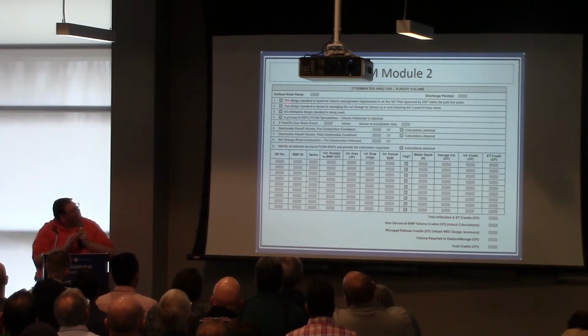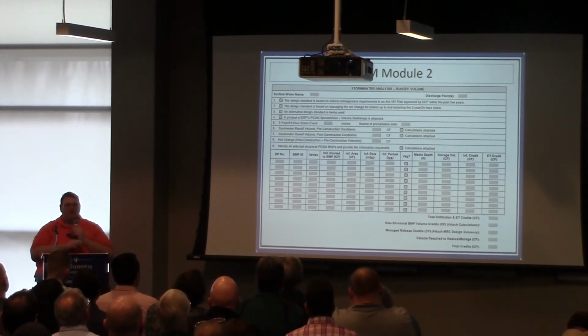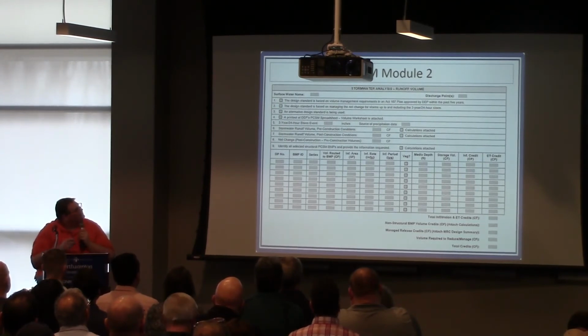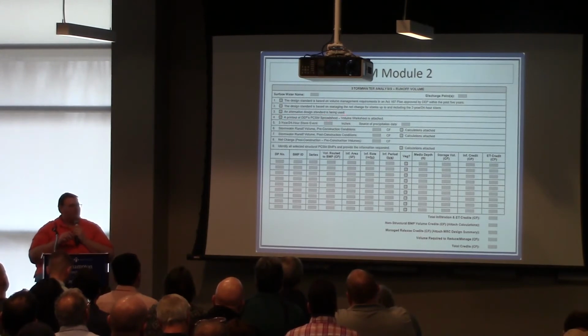Now, if you don't have an approved 167, the design standard is based on managing the net change. So basically, this is meaning CG2, the design that's in the BMP manual, essentially. And then item 3, an alternative design standard.